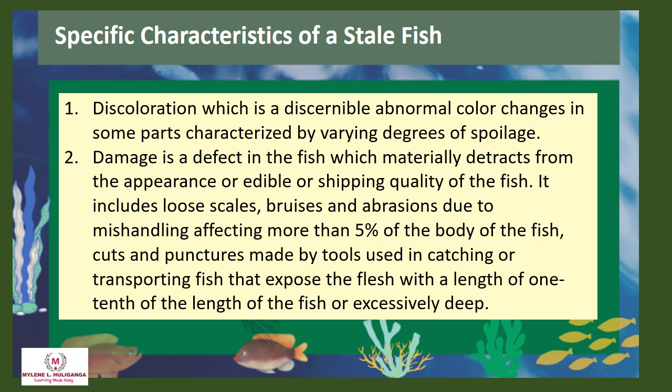The following are the specific characteristics of a stale fish. First is discoloration, which is discernible abnormal color changes in some parts characterized by varying degrees of spoilage. Second, damage is a defect in the fish which materially detracts from the appearance or edible or shipping quality of the fish. It includes loose scales, bruises, and abrasions due to mishandling affecting more than 5% of the body of the fish, and cuts and punctures made by tools used in catching or transporting fish that expose the flesh with a length of 1/10 of the length of the fish or excessively deep.